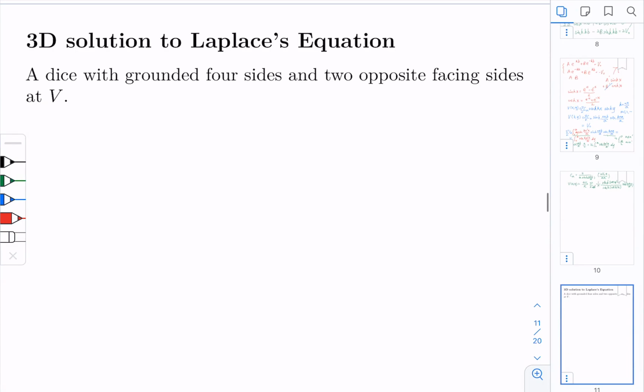Now bear that in mind as we go to the 3D solutions. Okay, so the problem here is similar to our previous problems, except that it's in 3D. So it's here considering a dice.